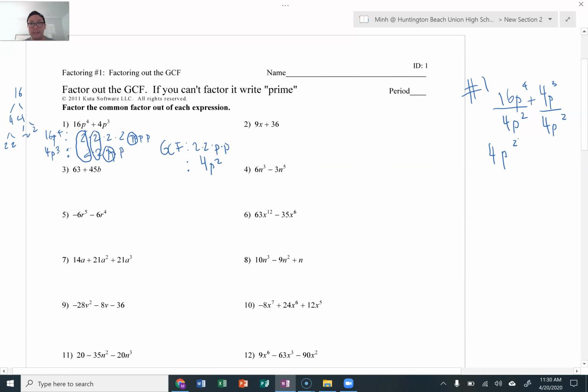And then I'm going to do the same thing with the second fraction. Well, the 4's are going to cross out, so that's going to be 1. So I'm going to write plus, and then p to the third, and then p to the second. When I go ahead and subtract the exponents, that's going to be p to the first.